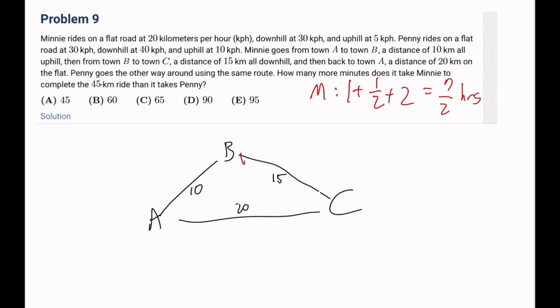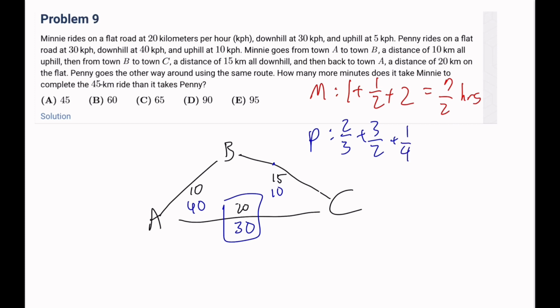And so Penny goes the other way around, and Penny rides on a flat road at 30 kilometers per hour. Penny goes at 30 kilometers per hour downhill, and so this is downhill, right? Downhill at 40 kilometers per hour, and uphill at 10 kilometers per hour, right? And so Penny, 2/3 hours on the flat, and 3/2 hours uphill, and 1/4 hours downhill, right?